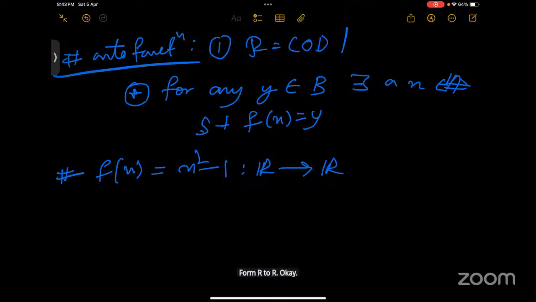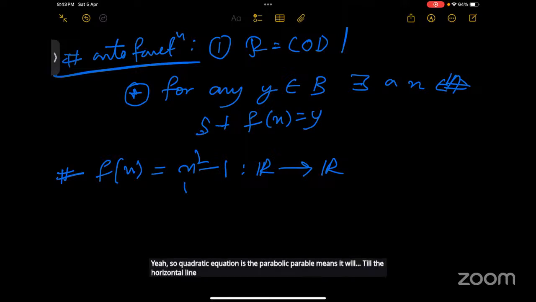So if I take the function, suppose f(x) = x² − 1 from R to R, is this function 1-1? Our domain and codomain are both real numbers here. No, ma'am. What is the one line justification for this? It doesn't pass the horizontal line test. Quadratic means a parabola, and a parabola will fail the horizontal line test. That means not 1-1.